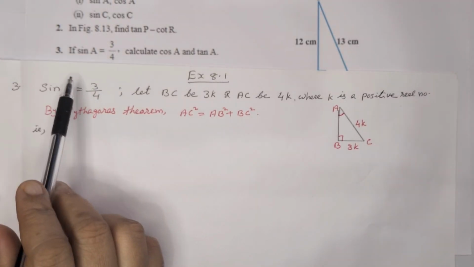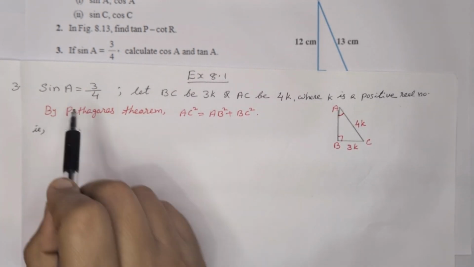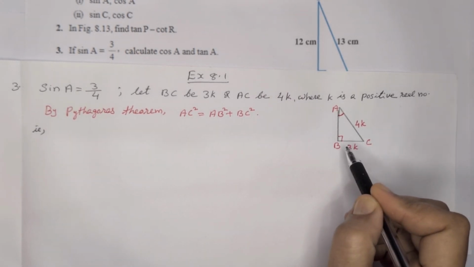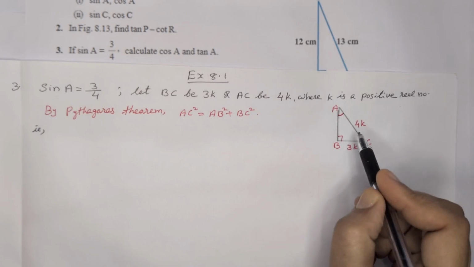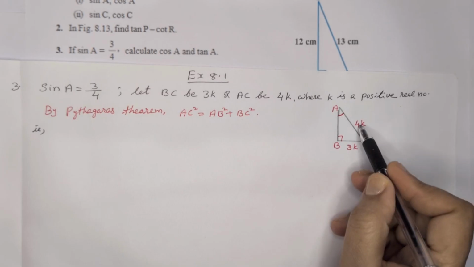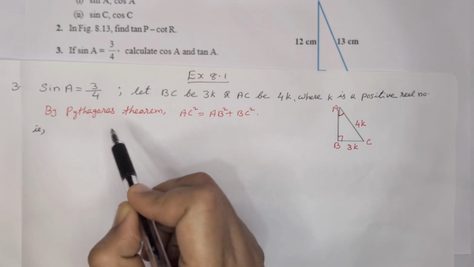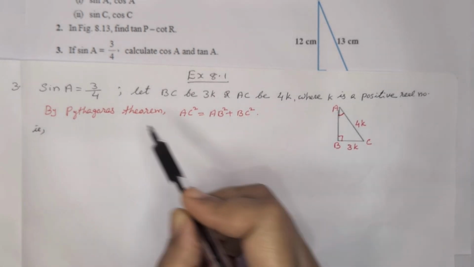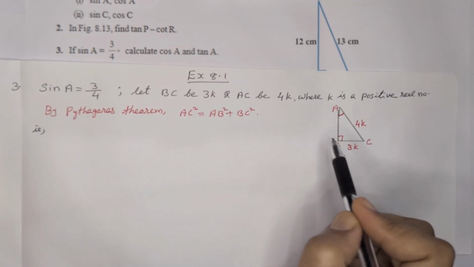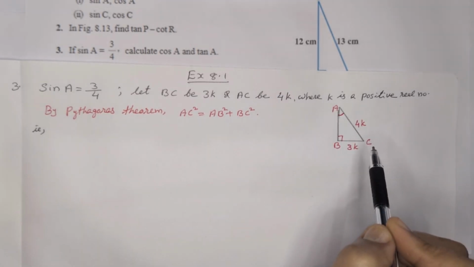Question number 3. If sin A is equal to 3 by 4, calculate cos A and tan A. Sin A is 3 by 4. So in a right angle triangle ABC, right angle at B, sin A based on angle A. Sin means opposite side by hypotenuse. So that is given as 3 by 4. 3 by 4 is the ratio. We know that a ratio means the simplest form, so the exact measurement may not be the same as 3 by 4. So we have to take 3K and 4K. Let BC be 3K and AC be 4K, where K is a positive real number.